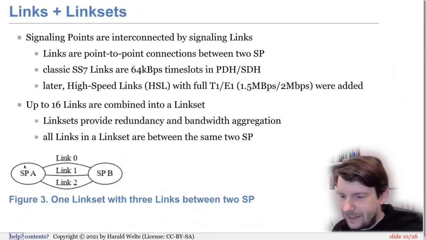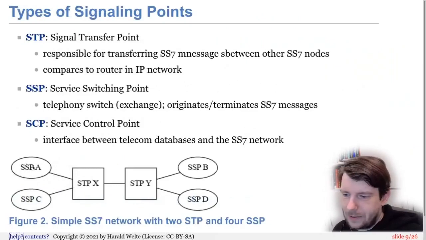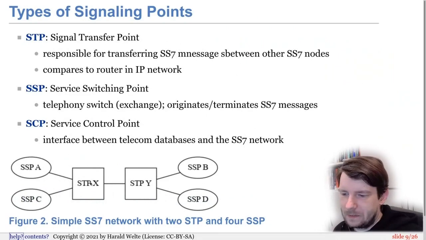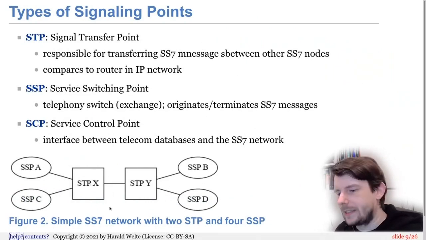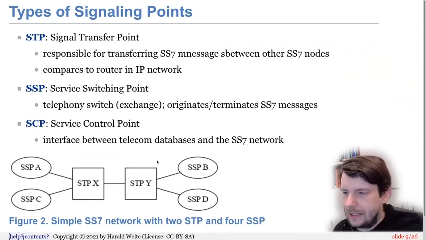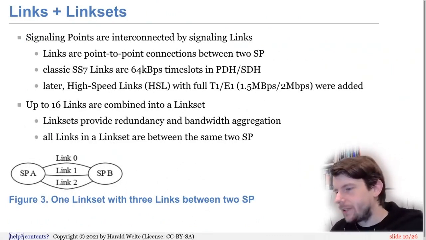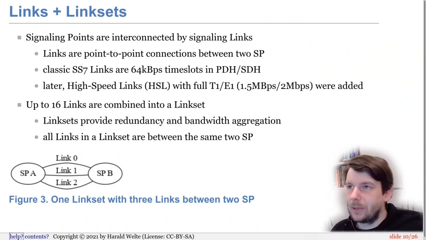Now, we see here the connections, of course, between SSPs and STPs and between STPs and STPs. How do they look like? So we've spoken about the nodes. How do the edges look like in this network? We have so-called links and link sets. Or rather signaling links and signaling link sets, but I guess it's all about signaling, so we can ignore that part. Links are point-to-point connections between 2 signaling points.